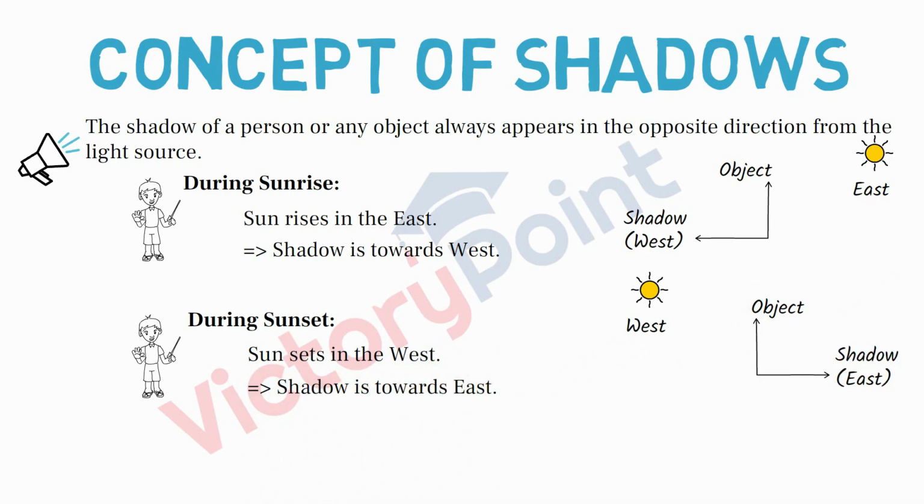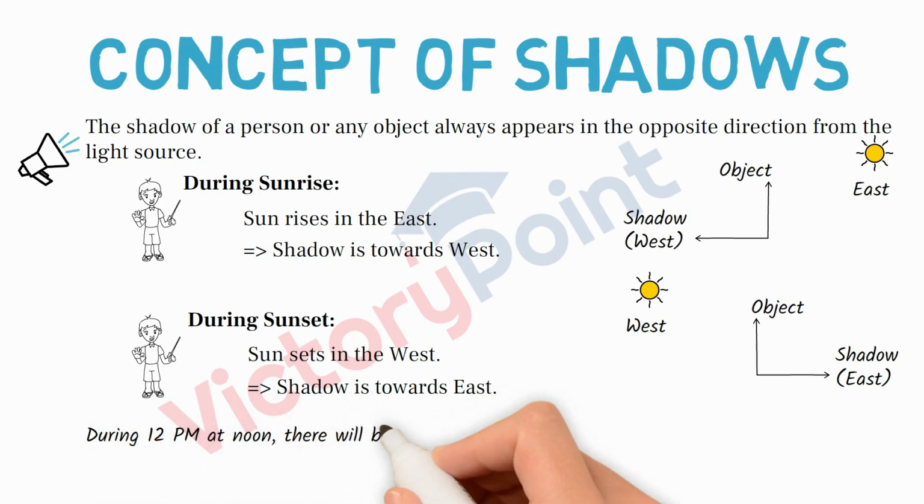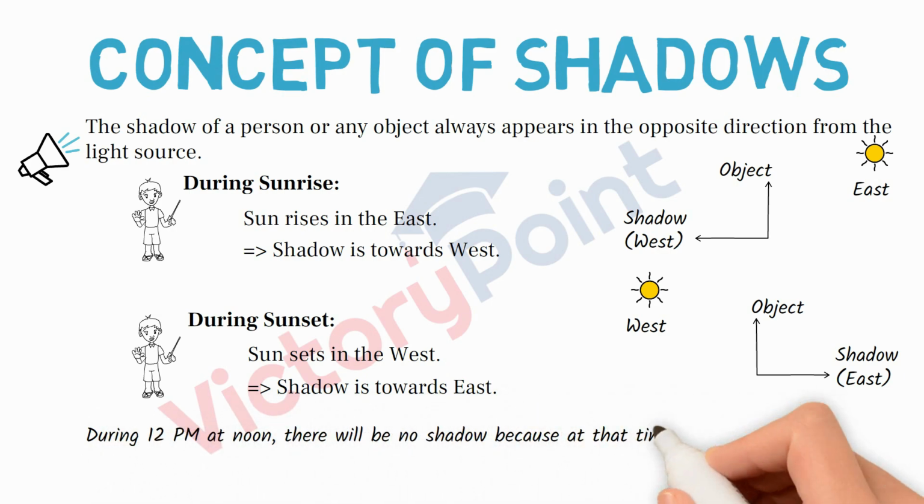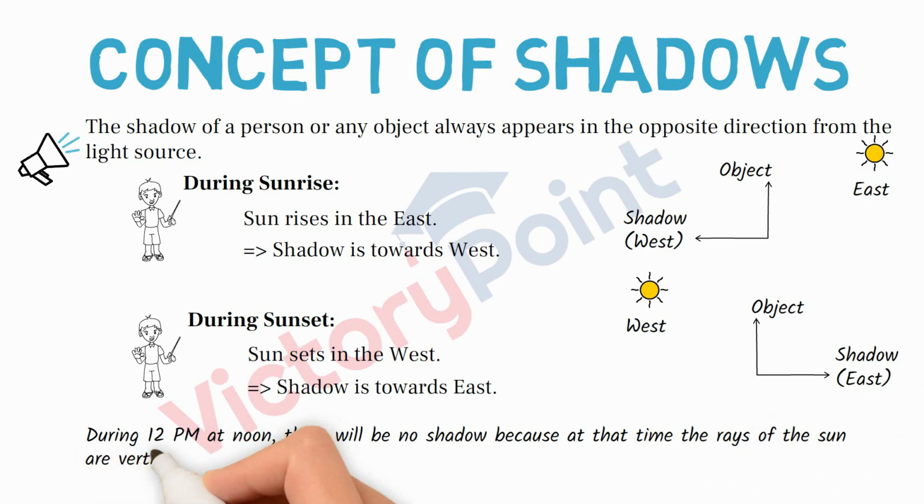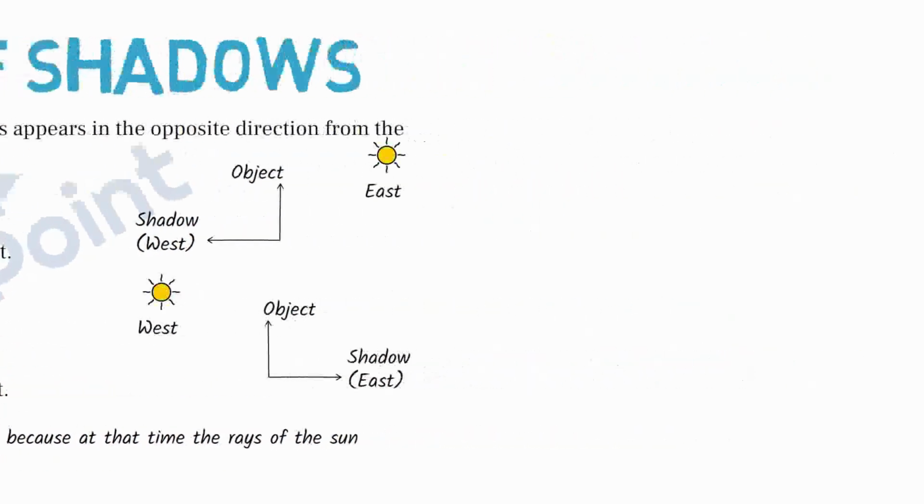So there is one important point to consider, that during 12 p.m. at noon there is no shadow, because at that time the sun rays are vertical, right? So no shadow will be formed. Now let's take an example.